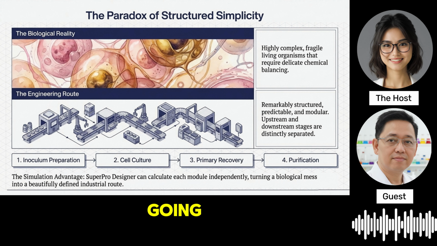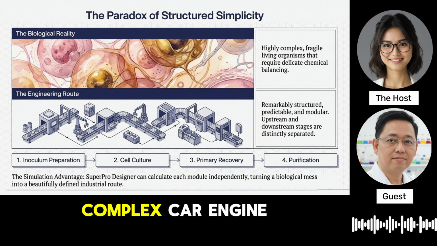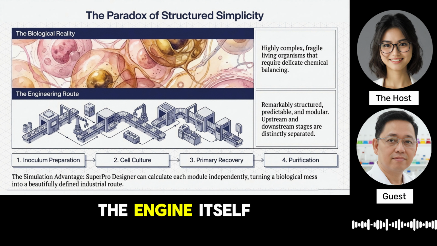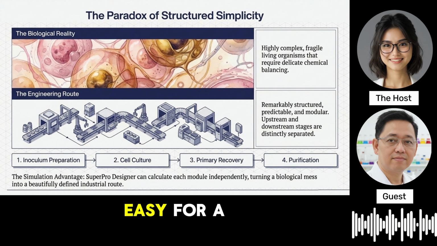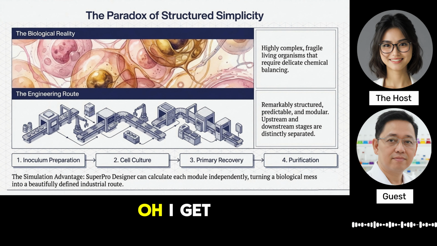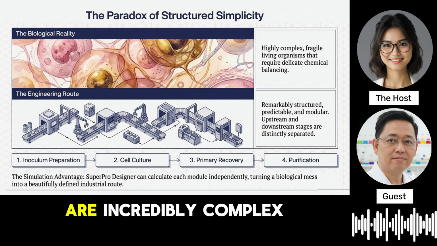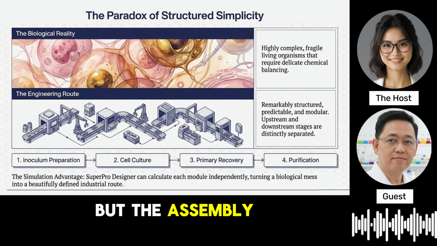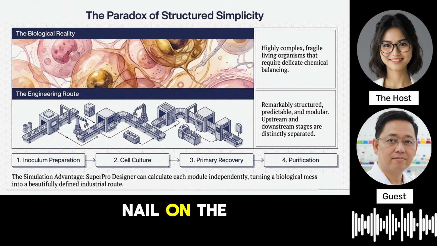I think I see where you're going. It's less about the complexity of the product and more about the predictability of the factory floor. Exactly. Think of it like a complex car engine. Okay. The engine itself is a marvel of complex engineering, right? But it's surprisingly easy for a mechanic to work on because the manufacturer grouped all the parts perfectly. Oh, I get it. So like a modern smartphone factory, the microchips inside are incredibly complex, but the assembly line itself is highly modular. There's a room for the screen, a room for the battery, and a room for the casing. You hit the nail on the head.